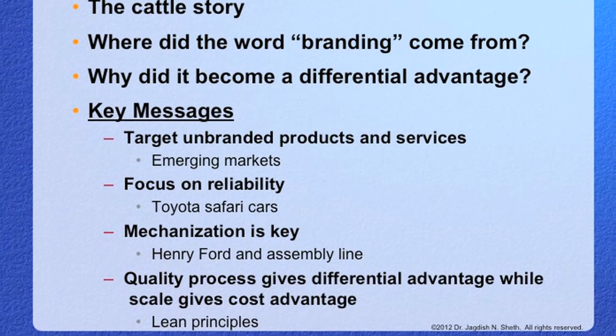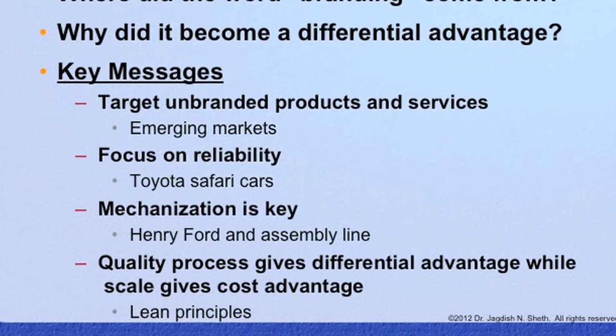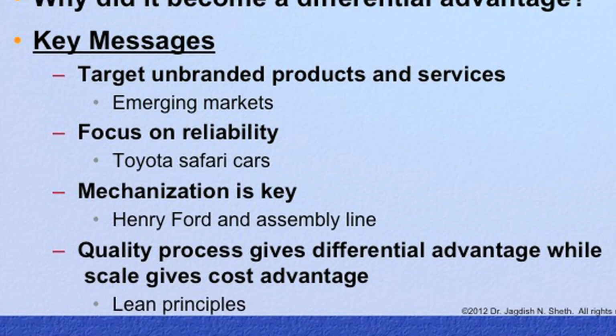What is the key message out of this first application of branding? The key message is that the best place where you can create branding as a differential advantage is obviously where the whole market is unorganized, unbranded. And by the way, even today, my estimates are running that as much as 60, if not 65% of all products and services consumed in the marketplace are unbranded.